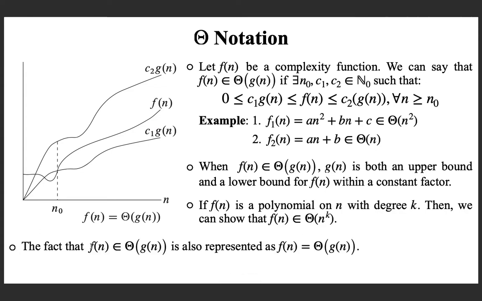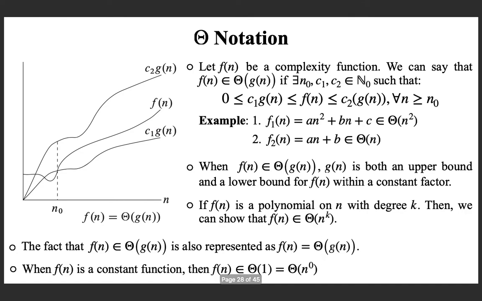And some authors used to say that f of n is in the order of g of n, that is, f of n is equal to theta of g of n. Even though this is the more precise way of writing it, some authors use this form.